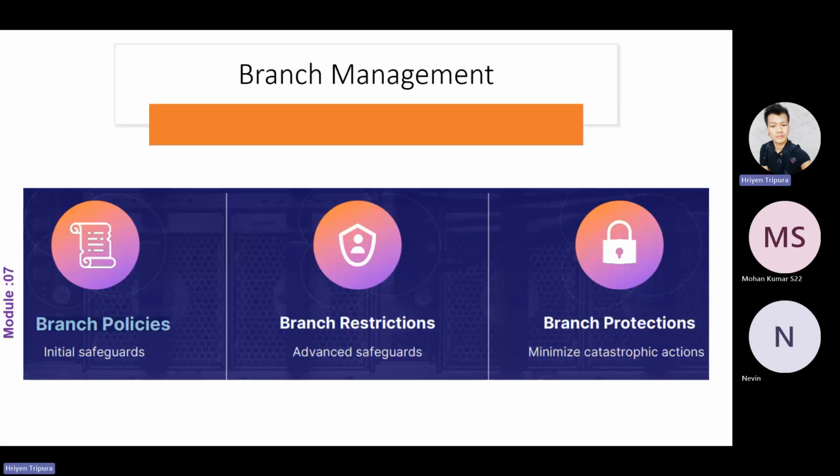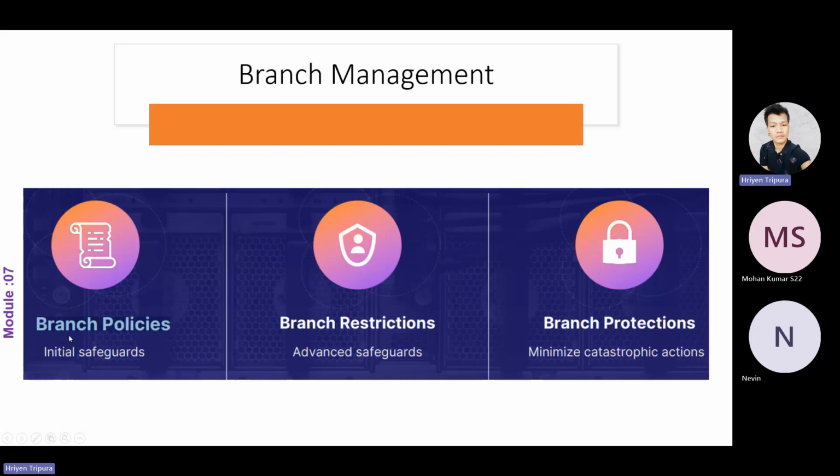Here we have different types of branch management. When I say branch management, what it actually means is that we create many branches, but how do we manage those branches? That is important for us to understand. As you can see here, there are some example branches, and these three are very much needed for us to understand. First is branch policy, why it is required. Then second is branch restrictions, and third is branch protection.